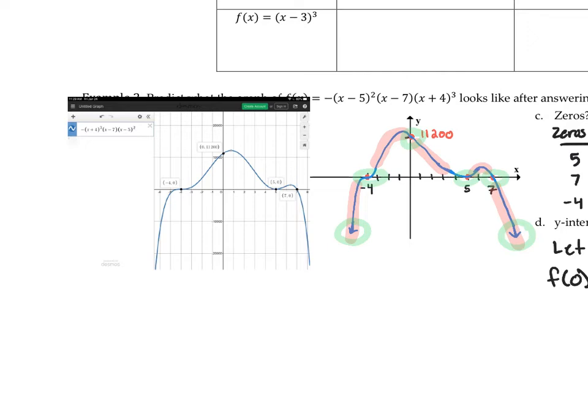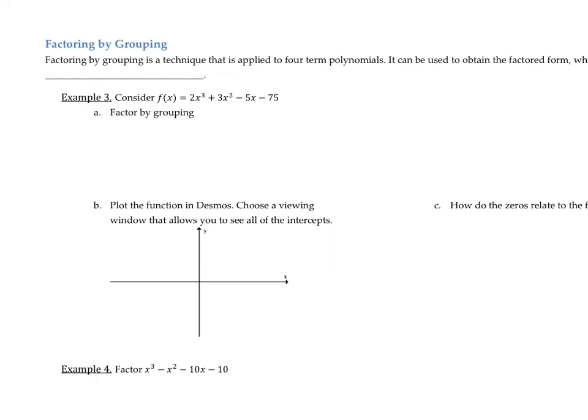Remember, only focus on the things that we can answer, which are what the function does at each of its zeros, what it does in the long run, and what its y-intercept is. So those are the things that I've circled in green here on the video.